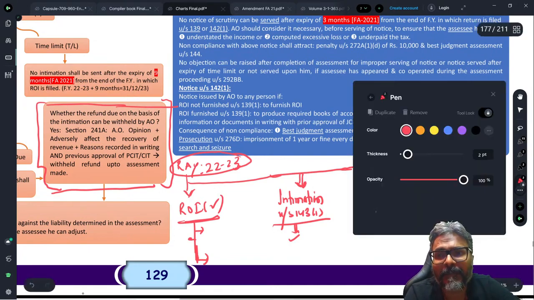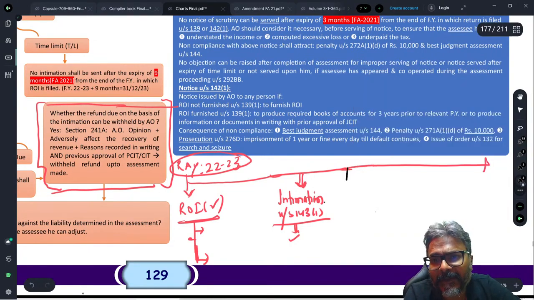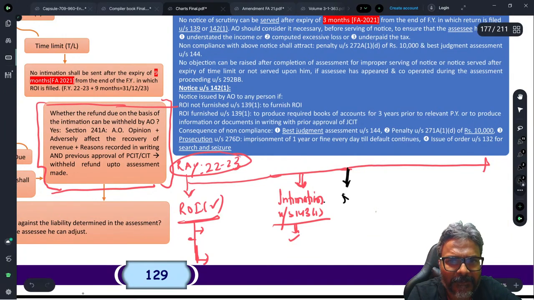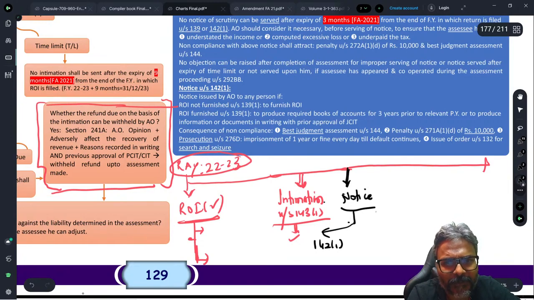Now comes the real game. Students, thereafter 5% of cases get the notices. The 5% of cases get the notice, isn't it? Now the notice would be under the two sections which you are all aware of: it could be under 142(1) or the notice could be under 143(2). This notice of 143(2), as you are all aware, is a notice of scrutiny.